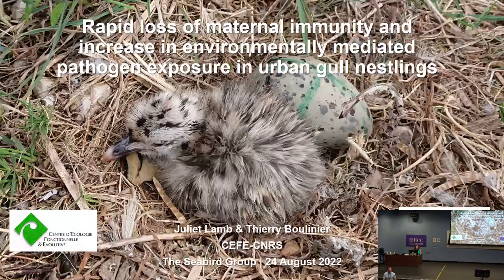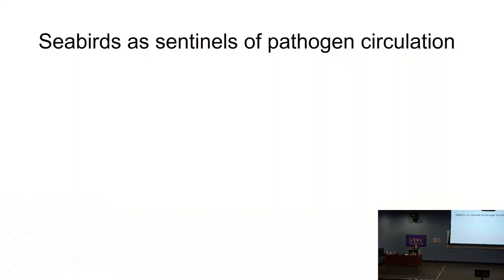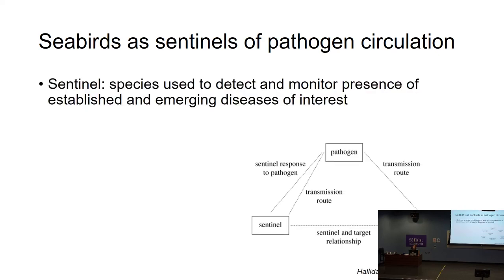Hi, so I'm going to be talking about the unfortunately timely topic of pathogen surveillance and discussing some work that I did recently at the Center for Functional and Evolutionary Ecology in Montpellier, France, with Dr. Thierry Brunier. So seabirds can be potentially useful as sentinels of pathogen circulation in natural systems. What I mean by sentinels are species or populations that can be used to detect and monitor the presence of established and emerging diseases of interest.